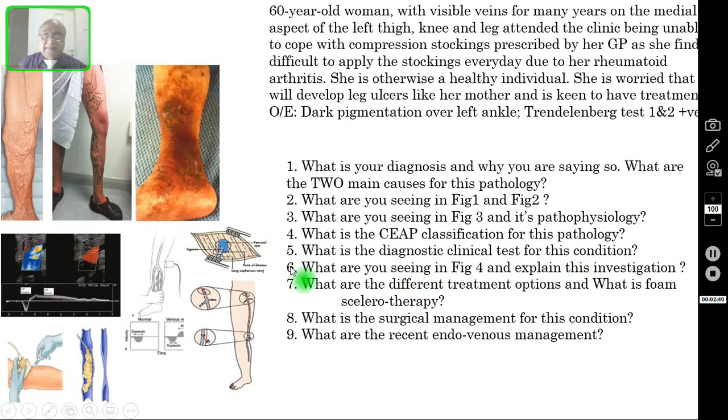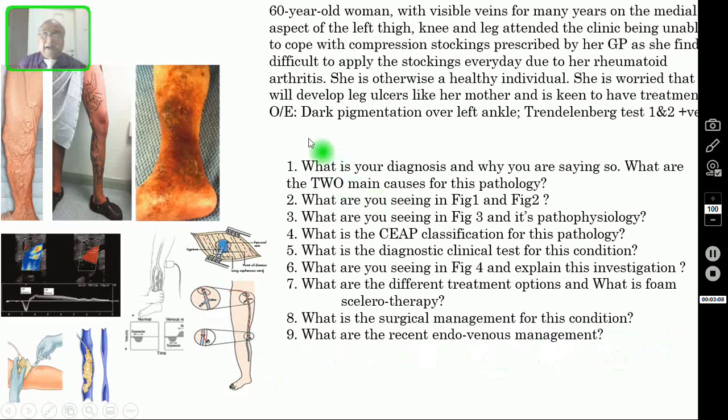Question number 6, what are you seeing in figure 4 and explain this investigation? This is figure 4. Question number 7, what are the different treatment options and what is foam sclerotherapy? This is foam sclerotherapy. Question number 8, what is the surgical management for this condition? This is the surgical management. Question number 9, what are the recent endovenous management options?